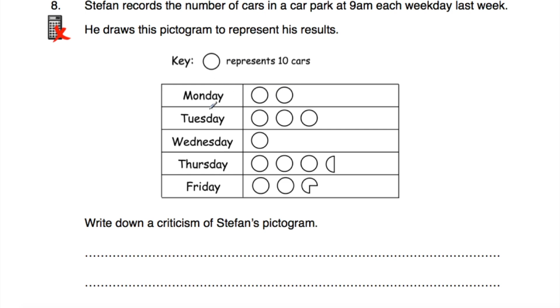So he's got all the weekdays. So Monday, Tuesday, Wednesday, Thursday, Friday. That's great. Obviously weekdays are Monday to Friday and weekends would be Saturday and Sunday. So he's got those. He's got a key, so that's good. Let's have a look here. We've got Monday. Well, that's 20 cars. That could work. In terms of Tuesday, that's 10, 20, 30 cars. In terms of Wednesday, that's 10 cars. Friday, 10, 20, 30, 35 cars. That's okay. Here, Friday, there's a bit of a problem here with Friday.